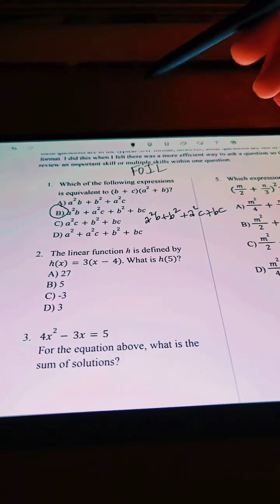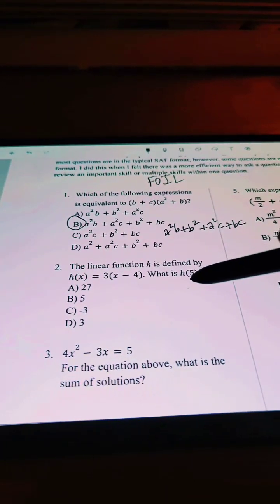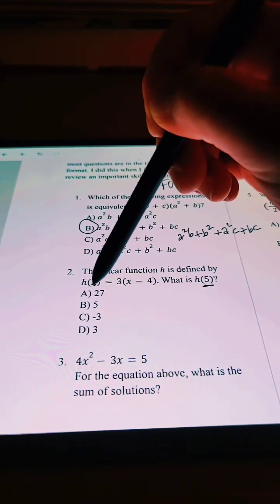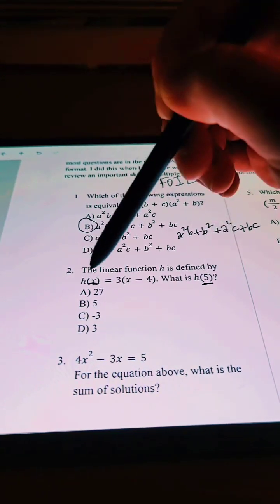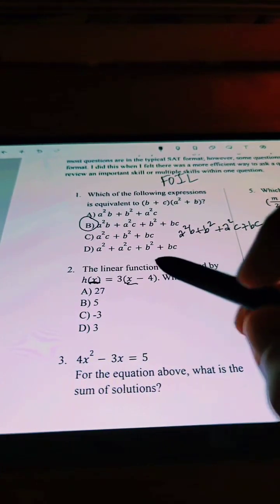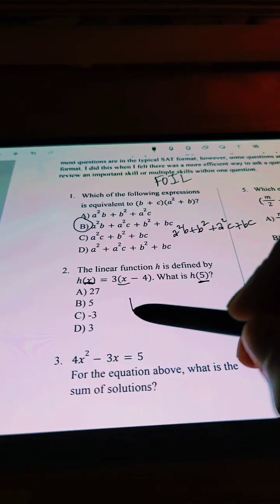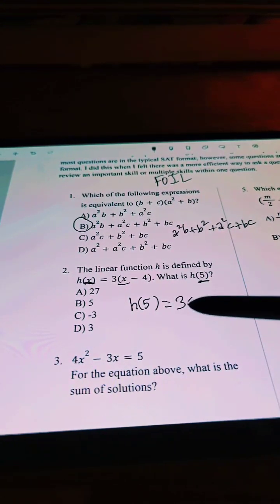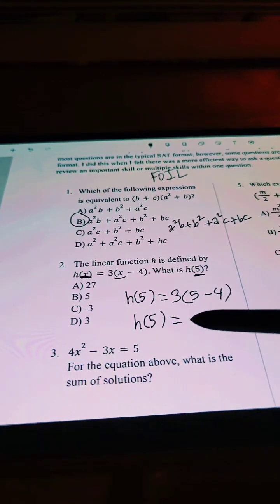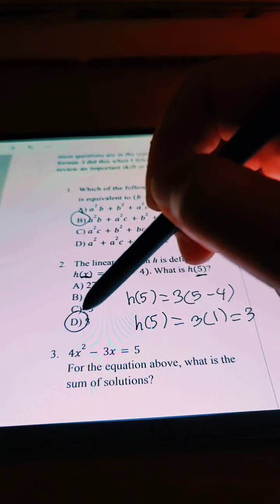So then let's go to number 2. The linear function h is defined by this. What is h of 5? So 5 is in these parentheses right here, right? X is in these parentheses right here. So it's basically saying replace x everywhere with 5 and see what you get. I'm going to replace all the x's with 5. So h of 5 is equal to 3 times 5 minus 4, which is 1. So that equals 3. So the answer should be D.